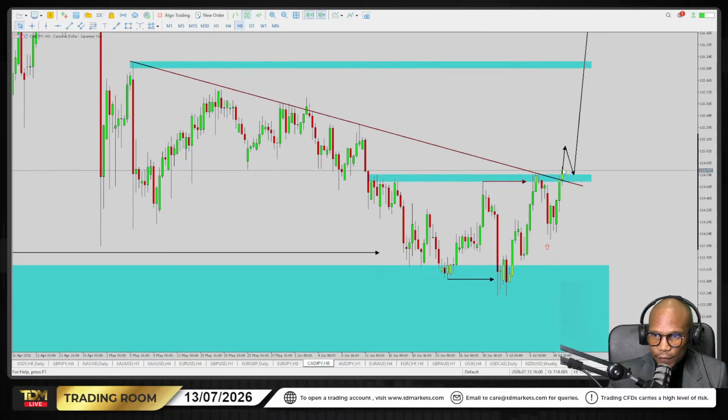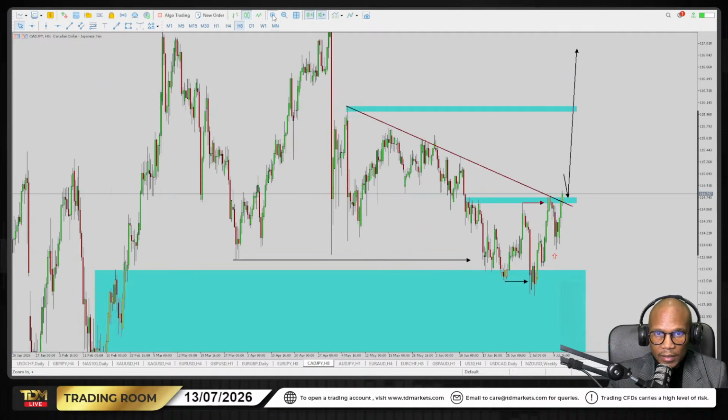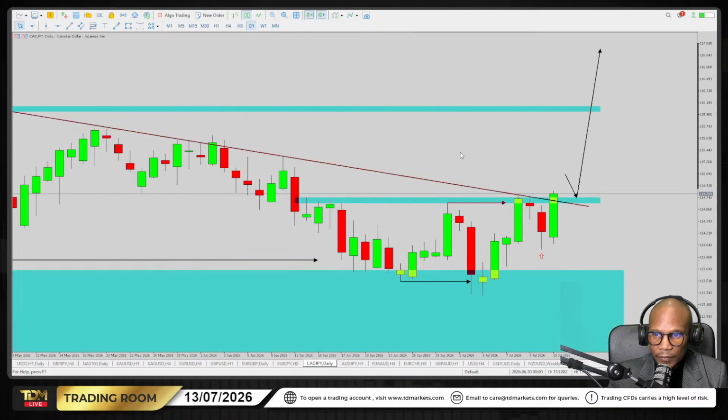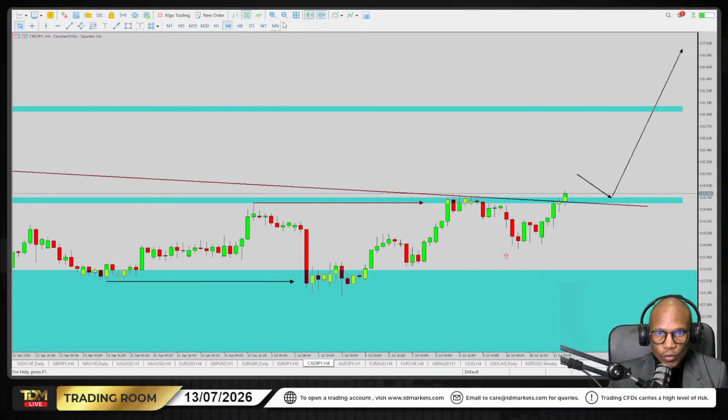CAD/JPY, in fact, it's starting to break. The daily candle has broken above this zone, has not closed as yet. It has broken above this zone so far. So it's starting to break. Just going to give it a bit of time, a day or two.